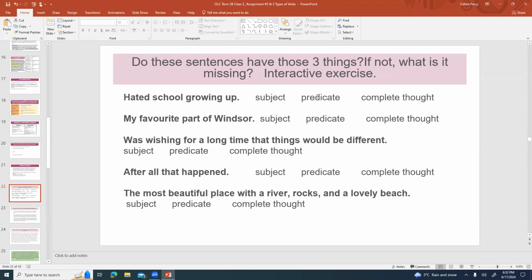Okay, so here I've got sentences in the bold writing, and then you would need to tell me, does it have a subject? Does it have a predicate? Is it a complete thought? All of these should be, I think, no, there's a few that don't. Some of these are correct, but some of them are missing something.